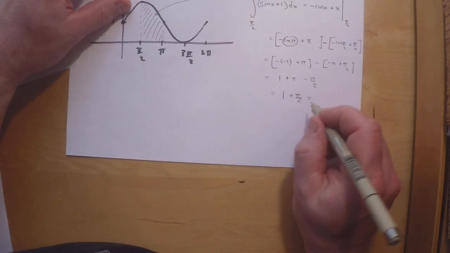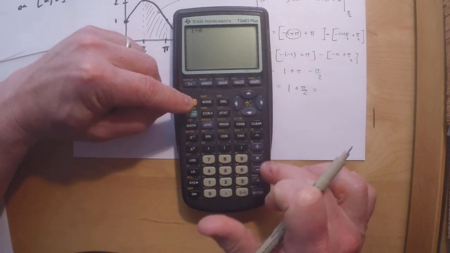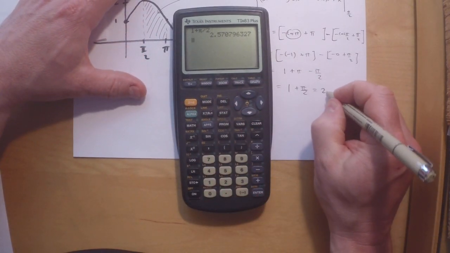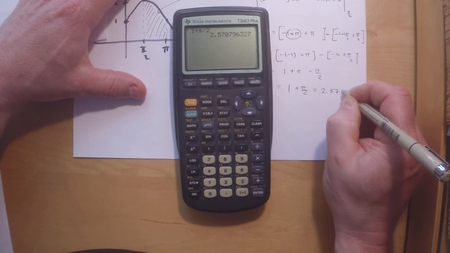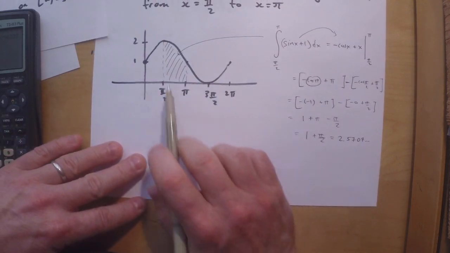You can change that to a decimal if you want, for those engineers out there. So 1 plus pi divided by 2 is 2.5707, and so on. Units squared.